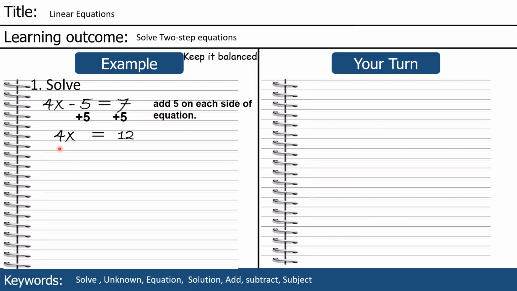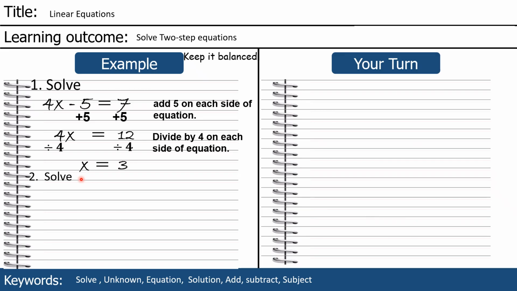Now to reverse multiplying by 4, we have to divide by 4. So divide both sides of the equation by 4. Divide the left hand side by 4 and also divide the right hand side of the equation by 4. This means our x will be equal to 3.